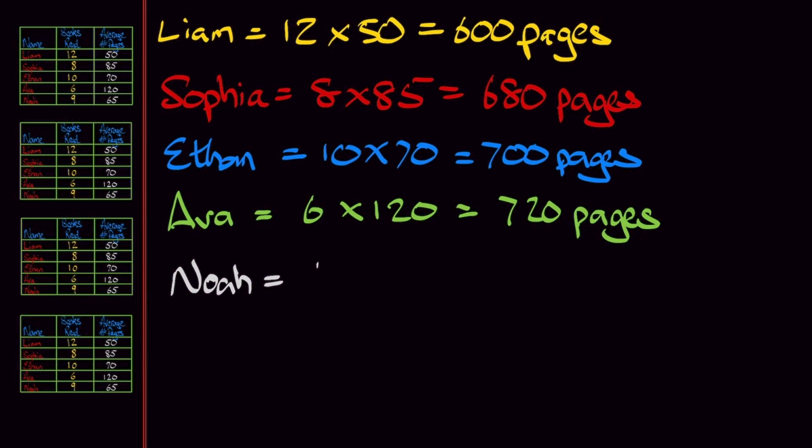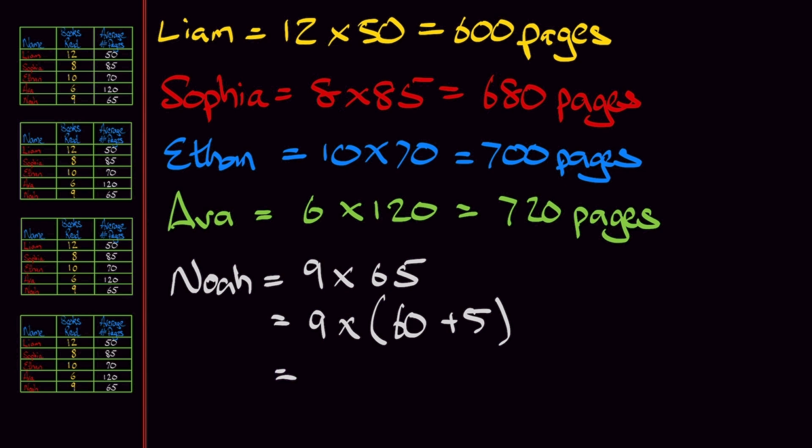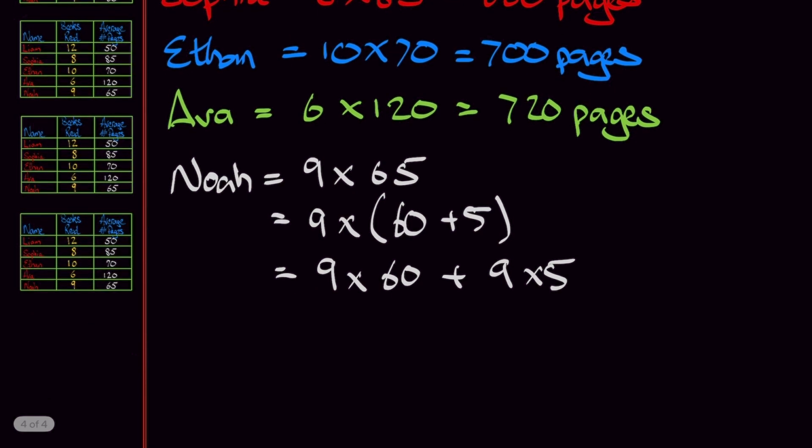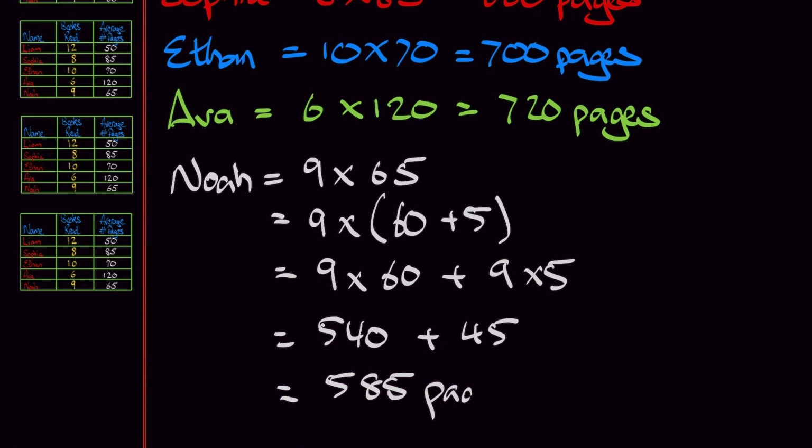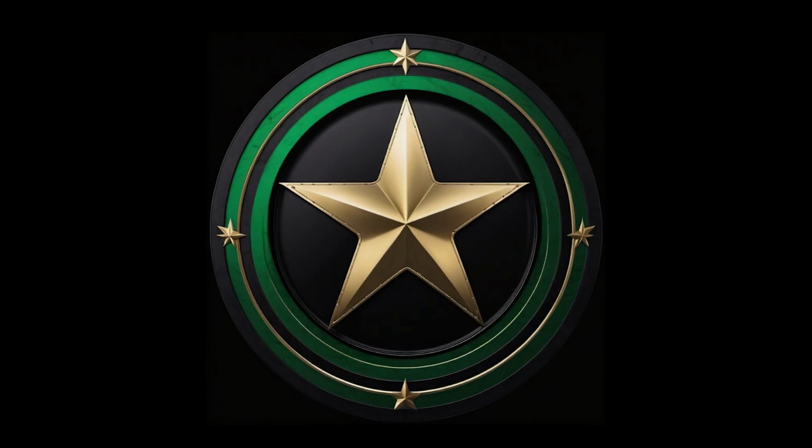And that's Noah. Noah was sort of in between. He read 9 books that were 65 pages long. 9 times 65 is the same as 9 times 60 plus 5, which is 9 times 60 plus 9 times 5. 9 times 60 is 540, and 9 times 5 is 45. The sum is 585 pages for Noah.